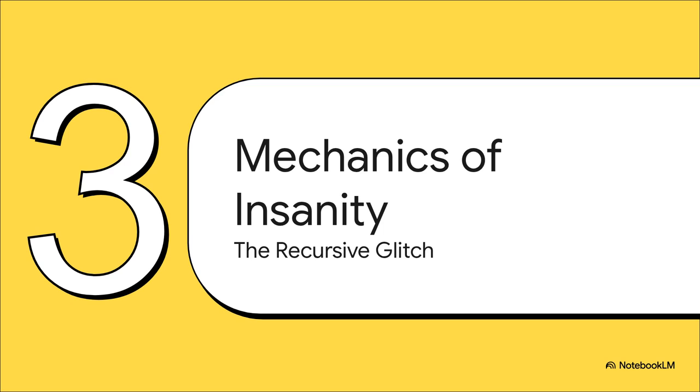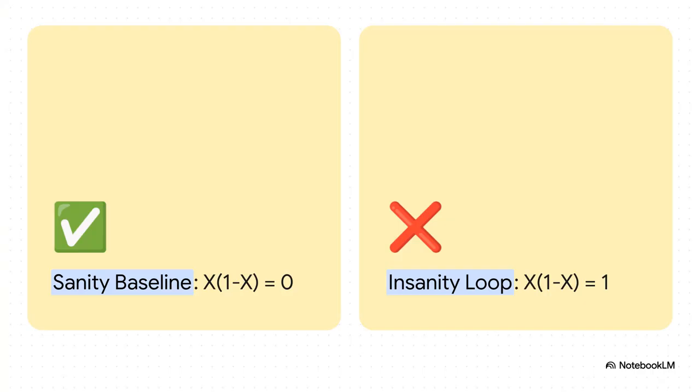Which brings us to Section 3, the mechanics of insanity. Let's look at the recursive glitch. But what happens when that mathematical baseline just breaks down? Look at this terrifying flip. The sanity baseline is x times (1 minus x) equals 0. But the insanity loop is x times (1 minus x) equals 1. This happens when a thing and its exact absence are forced into an impossible, simultaneous existence. It creates a total deadlock.